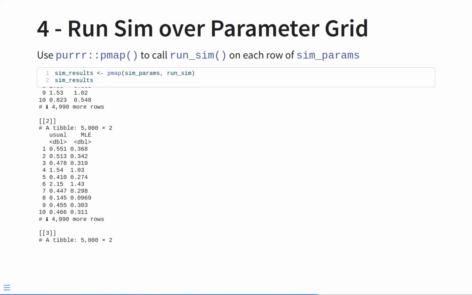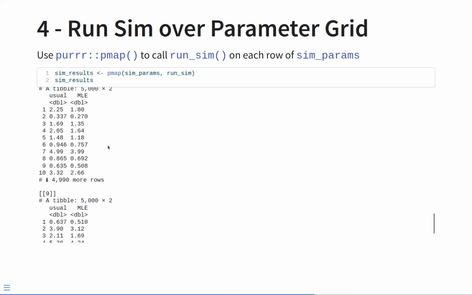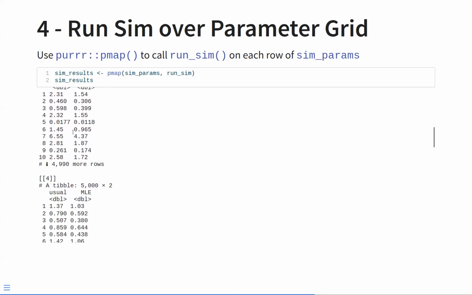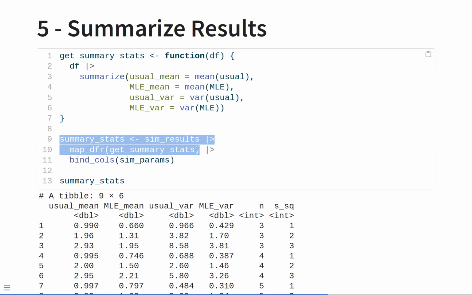So what I do here is I go through my list from the previous slide. I'm actually going to go back to it so you can see. So I'm going to iterate over this list of 9 tibbles. I go to the first one, and I compute the summary statistics for this tibble. So I'm computing the mean of this usual column, the mean of this MLE column, and then the variance of each of those. So I'm going to end up with a single row of summary statistics for each of these 9 tibbles. So I do it to the first one, then the second one, then the third one, then the fourth one, and so on.